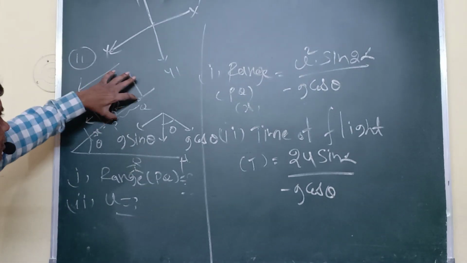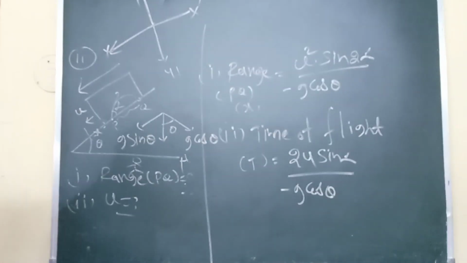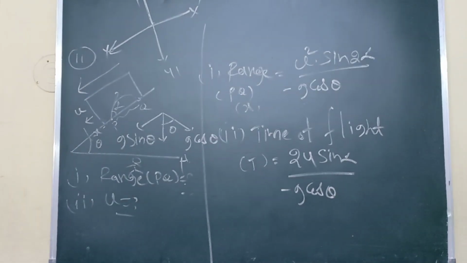So this displacement is equal to range, and time is equal to time of flight. Now I am applying this concept. By applying that we get one equation, and by solving that equation we get u. What is the u? Velocity of the box. So that is our question.